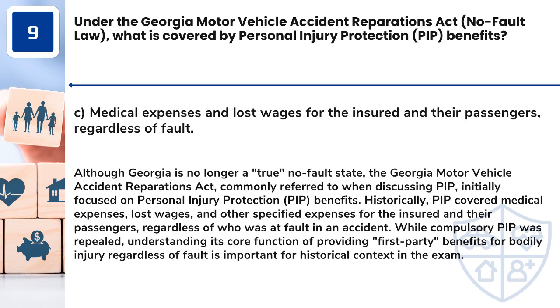Answer: C. Medical expenses and lost wages for the insured and their passengers, regardless of fault. Although Georgia is no longer a true no-fault state, the Georgia Motor Vehicle Accident Reparations Act, commonly referred to when discussing PIP, initially focused on personal injury protection, PIP, benefits. Historically, PIP covered medical expenses, lost wages, and other specified expenses for the insured and their passengers, regardless of who was at fault in an accident. While compulsory PIP was repealed, understanding its core function of providing first-party benefits for bodily injury regardless of fault is important for historical context in the exam.